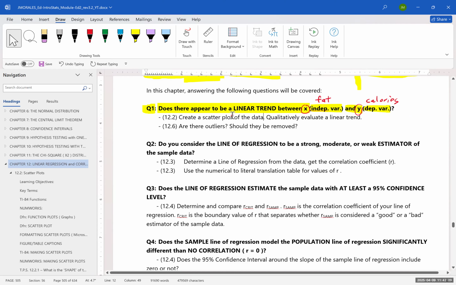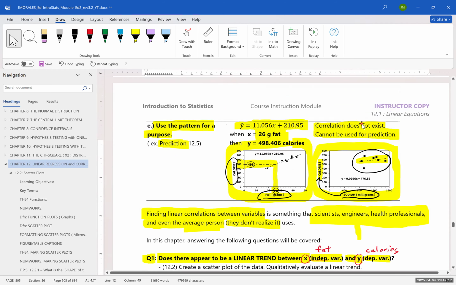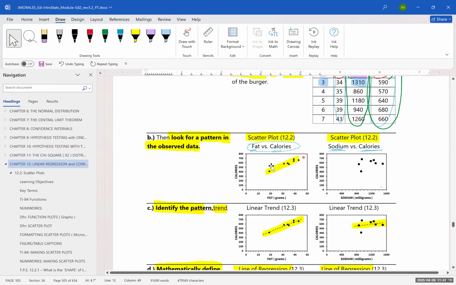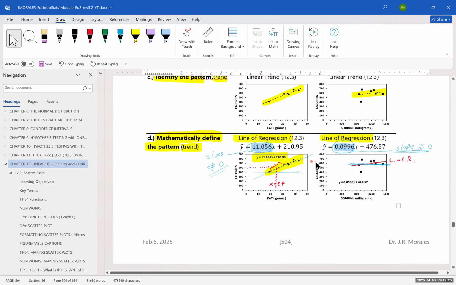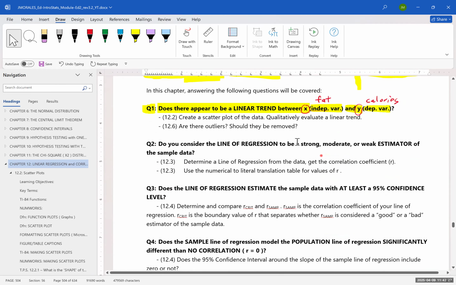Create a scatter plot of the data and qualitatively evaluate a linear trend. Like what we did at the very beginning, we just created a scatter plot, and just looking at it, does it look like there's a linear trend? That's all that is. And then, are there outliers, and should they be removed?